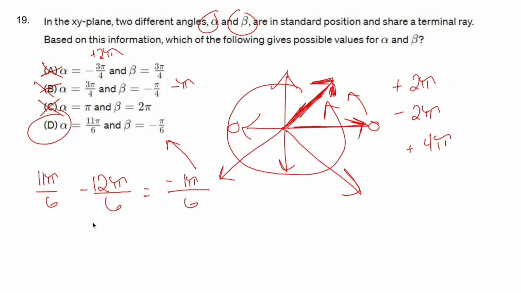So yeah, that's the problem. That's basically saying, hey, which of these guys are exactly the same? Add 2 pi, subtract 2 pi, and so on. D is going to be your answer. Okay, pretty standard. Hope this helps.